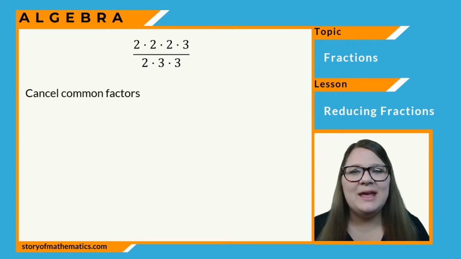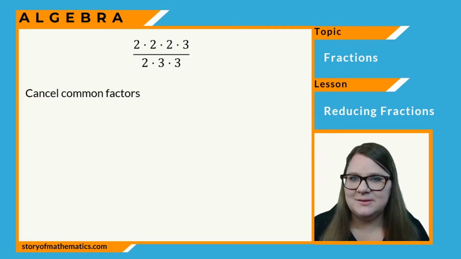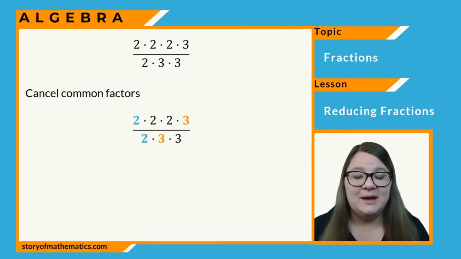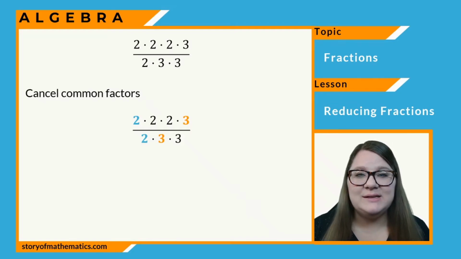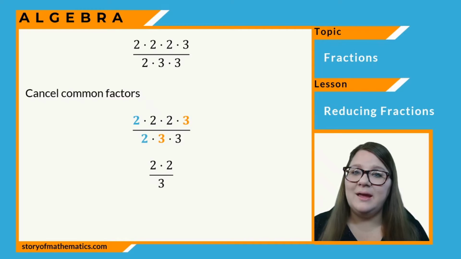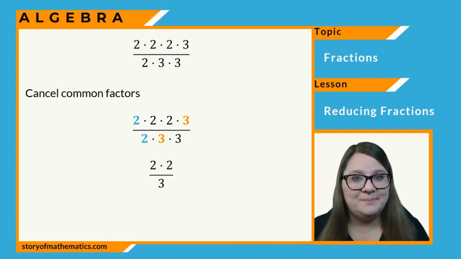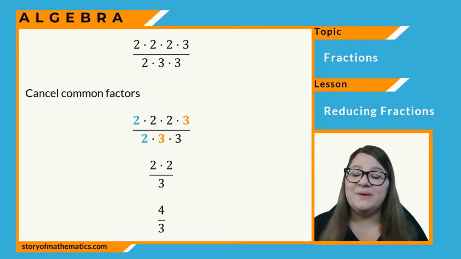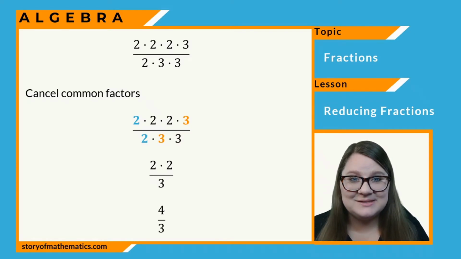Now we can cancel common factors. Well, what do they share? Each of them has one 2 and one 3. So we're going to cancel those out and leave the 2 times 2 on top and the 3 that wasn't canceled out in the bottom. Now 2 times 2 of course is 4, so this comes out to be 4/3.